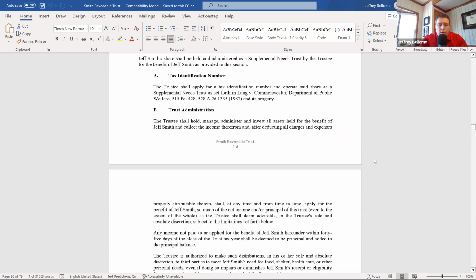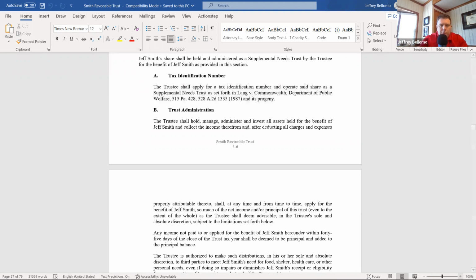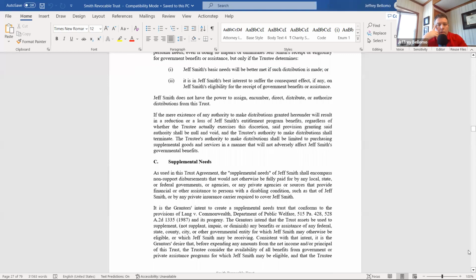Then we have Jeff's share. So Jeff's going to be a little different. Now you're going to see the special needs trust language. So it's going to talk about Lang and its progeny, which basically means the Lang decision and any subsequent decision that came after Lang, which is kind of the seminal case in Pennsylvania in regards to special needs. It says that the money can be distributed to Jeff for anything other than food and shelter. The money is intended to supplement, not supplant, the benefits. So you'll see that language in here as well.